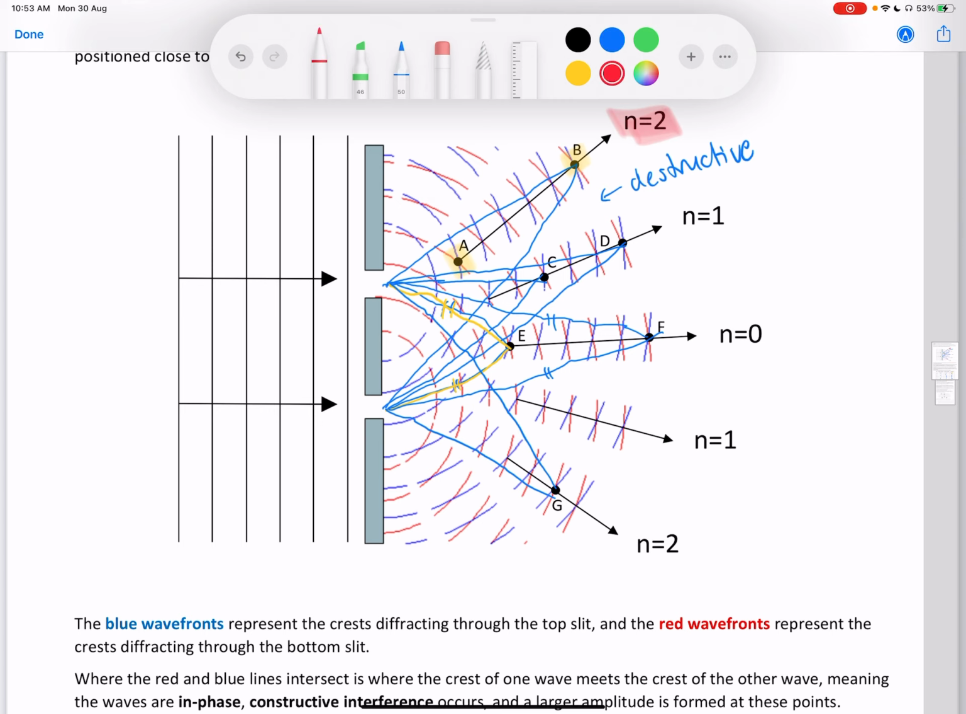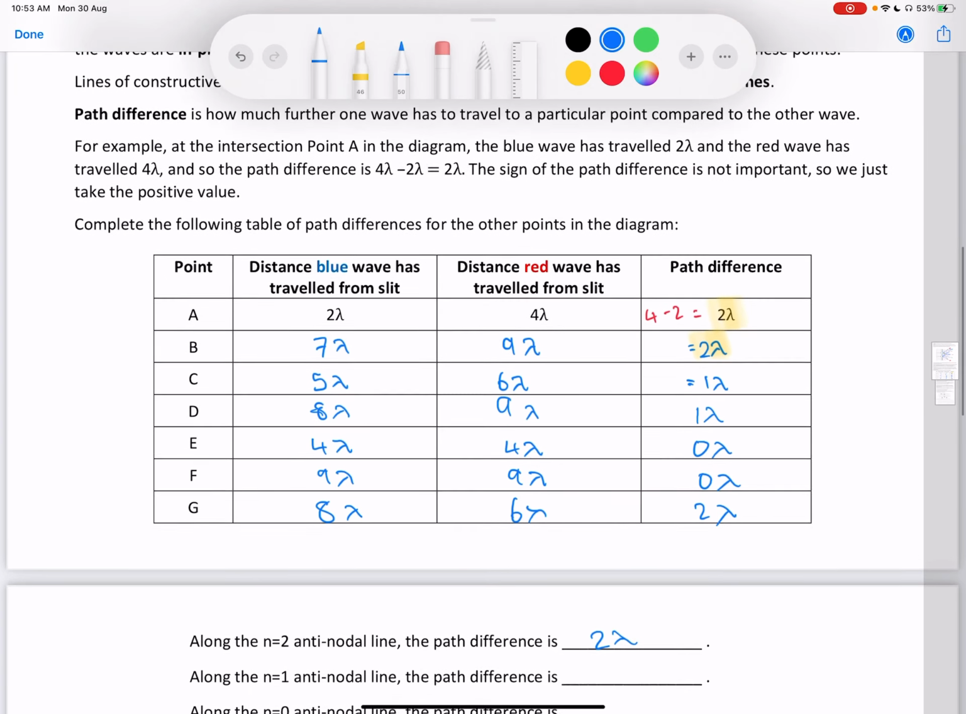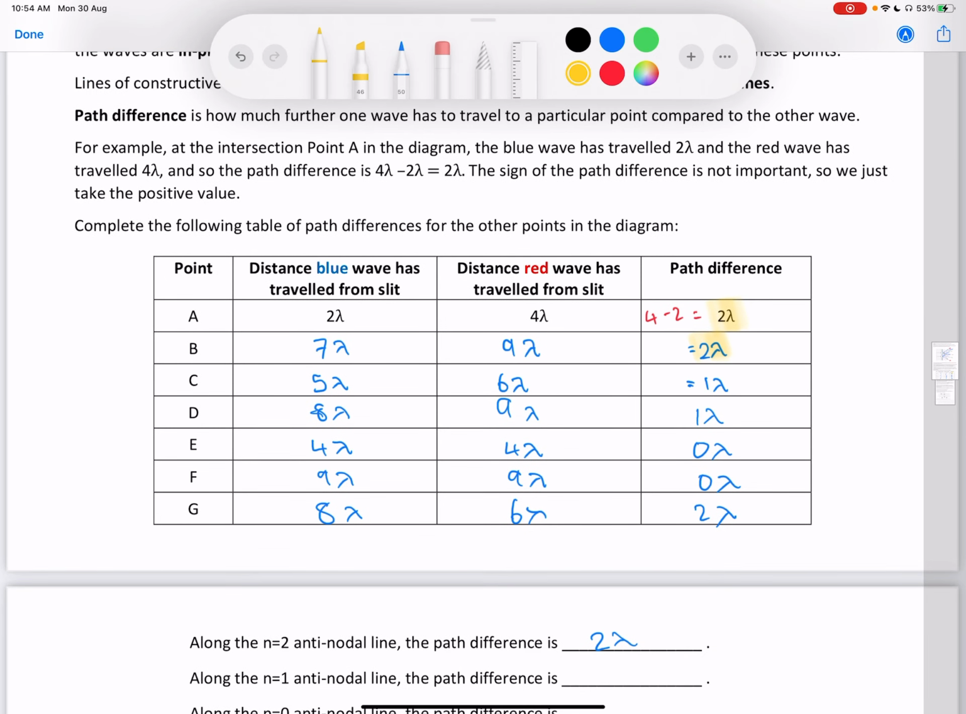N equals 2 down here, in the opposite direction, we have G. So let's go look at G. And G also has a path difference of 2 lambda.